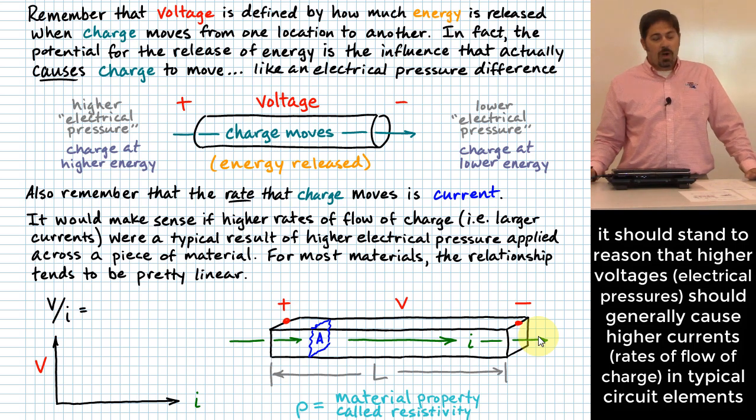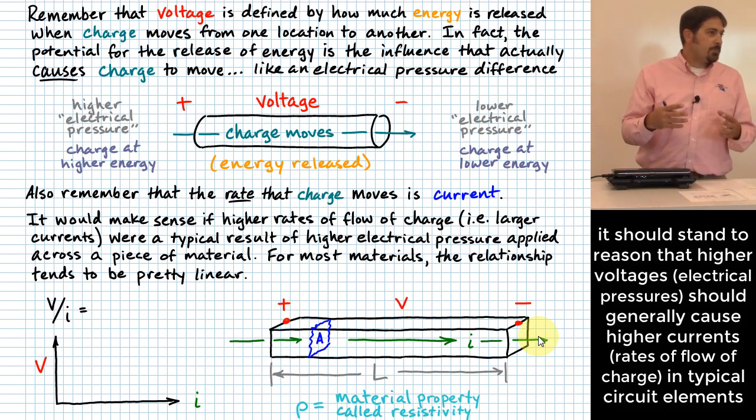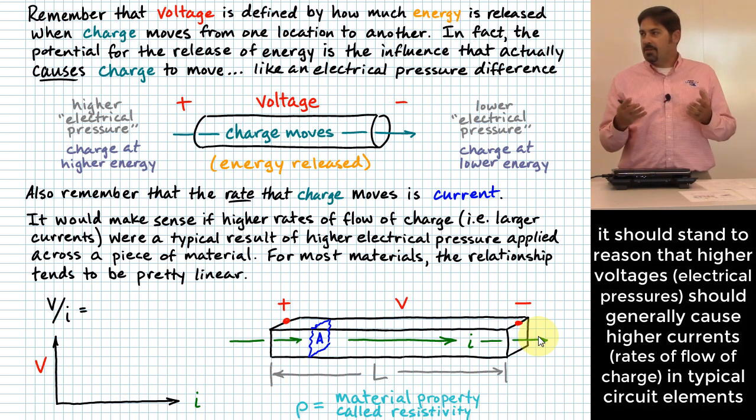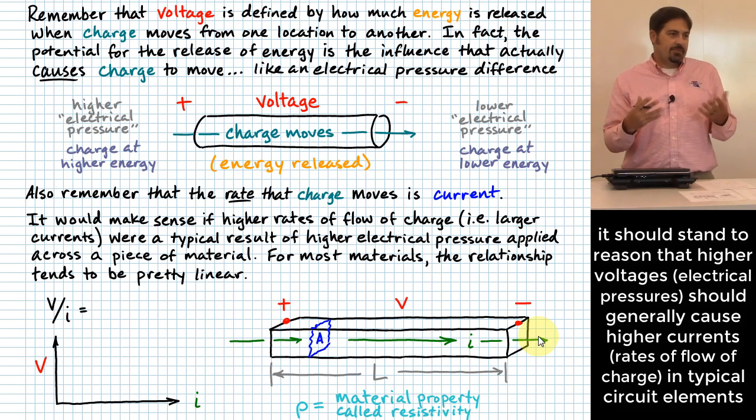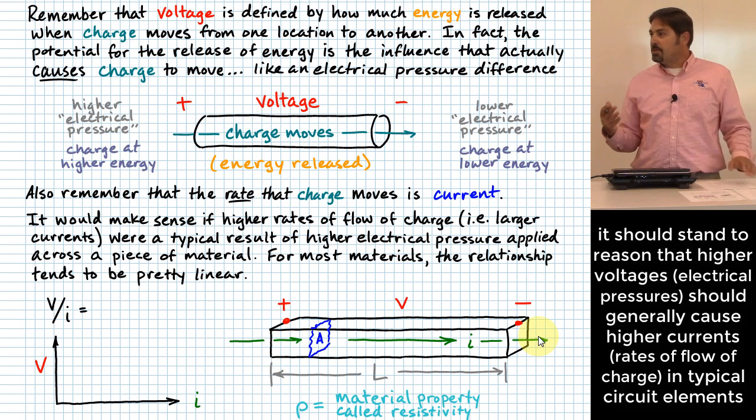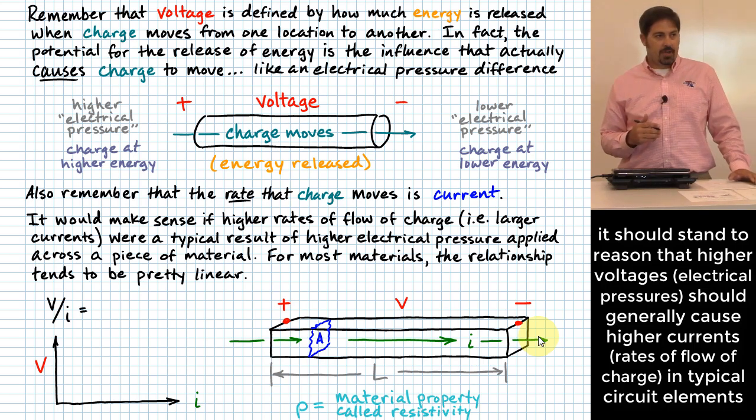So it would probably stand to reason, at least in most of our minds, that if we apply more voltage, in other words, more pressure, we would expect that that would increase the rate of flow of charge through the material, right? That would make sense to me even if I didn't know anything about how it really worked. And it turns out, for most materials, that is how it works.